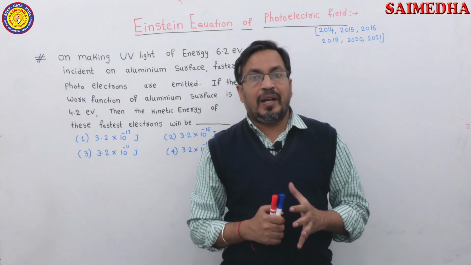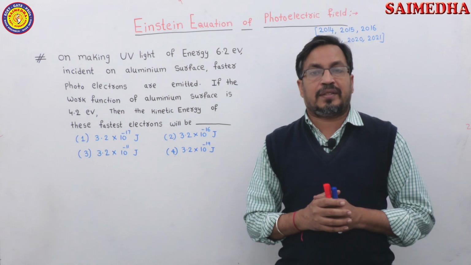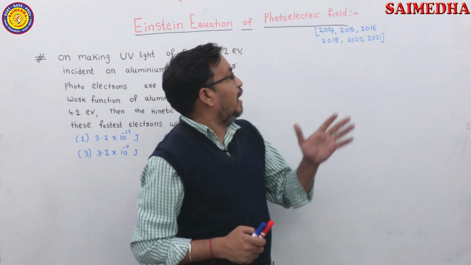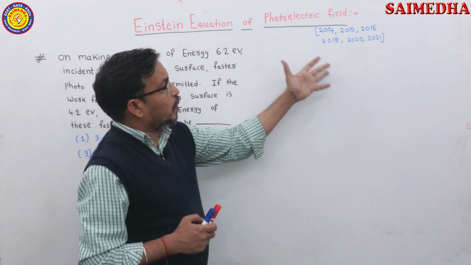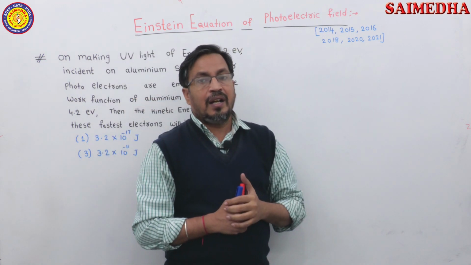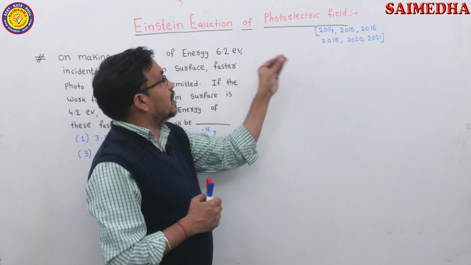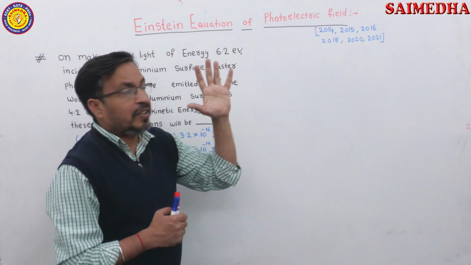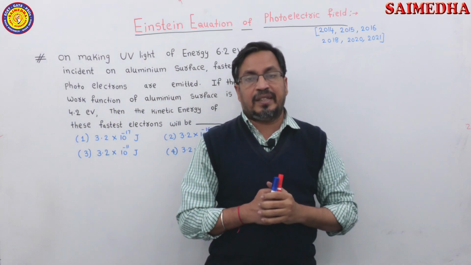Students, now we are discussing one more important EAMCET question. This question has come in 2014, 15, 16, 18, 20 and 21 last year. See, the number of times this top question is coming in our modern physics. What is our topic name? Einstein equation of photoelectric effect.